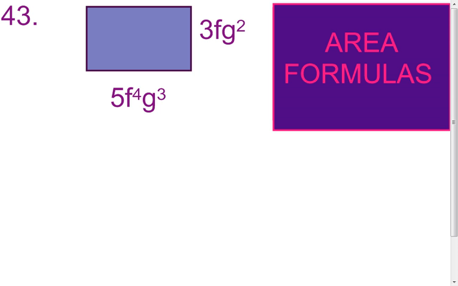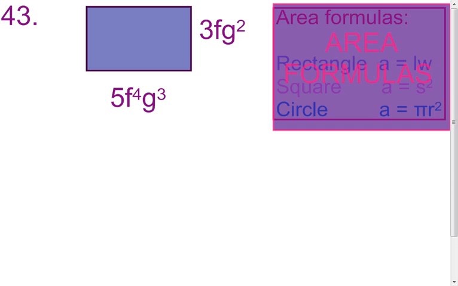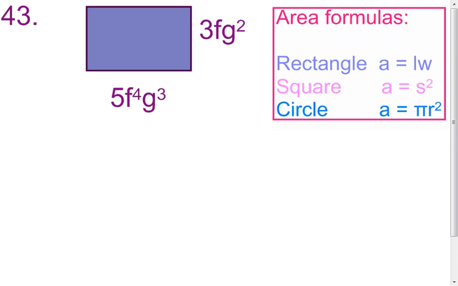All right, then. This is something that you may see in your homework, so I want to just talk about it for you. You need to find the area of this rectangle right here. Just so you don't forget, rectangles have the area length times width, squares have the formula s squared, and circles have the formula pi r squared. So in order to find the area of this rectangle, I have to take 5f to the 4th g to the 3rd times 3f g squared.